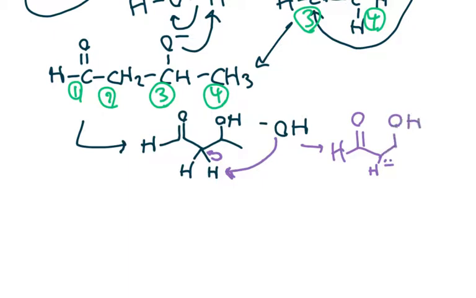And then what can happen is these can go in and make a double bond, and the OH can get kicked out because OH minus is not that bad a leaving group in a basic environment. So then what we get is this. And that's our dehydration product.